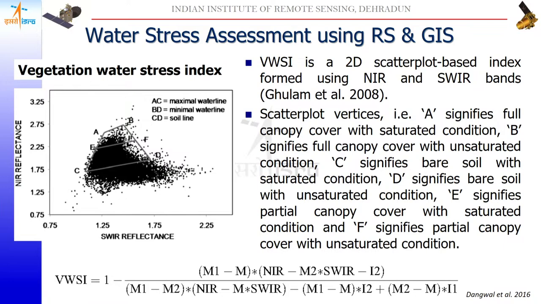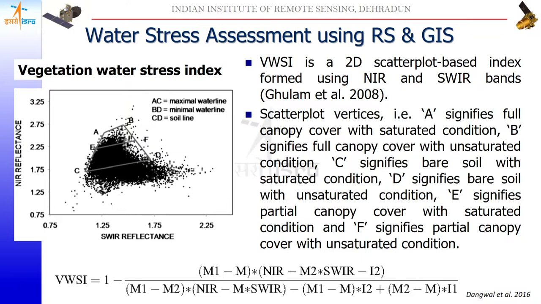So as a follow up to water stress assessment using remote sensing and GIS, I put one case study for assessment of one kind of index which is most widely used by researchers to determine water stress. The name of this index is VWSI, Vegetation Water Stress Index, which is basically a 2D scatter plot between the near infrared band and the short wave infrared band.